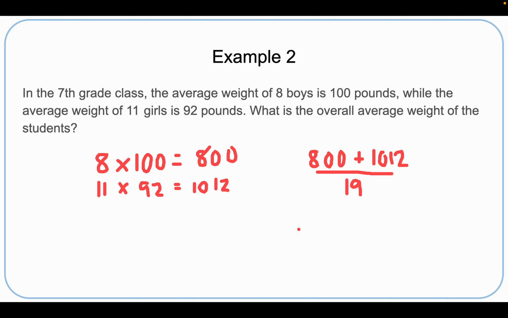Okay, and then when we add that together, 1,812 divided by 19, we end up with 95.4. And that's actually approximate, so I'm just going to make my equal sign an approximately equal to sign. So the average weight of the students is 95.4 pounds. So I'll put LBS, pounds.